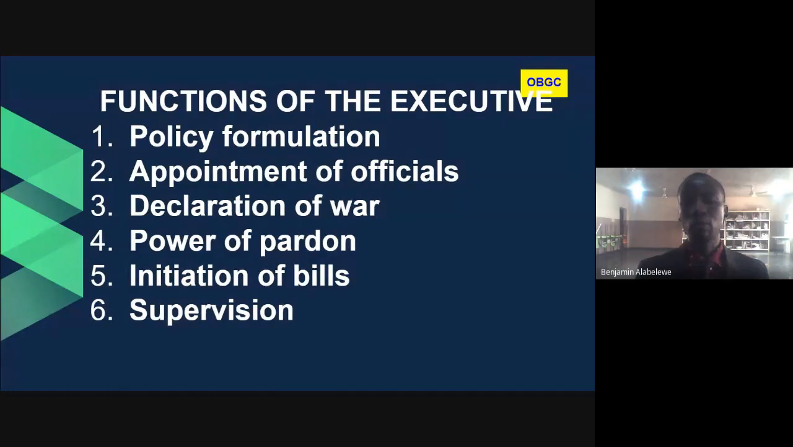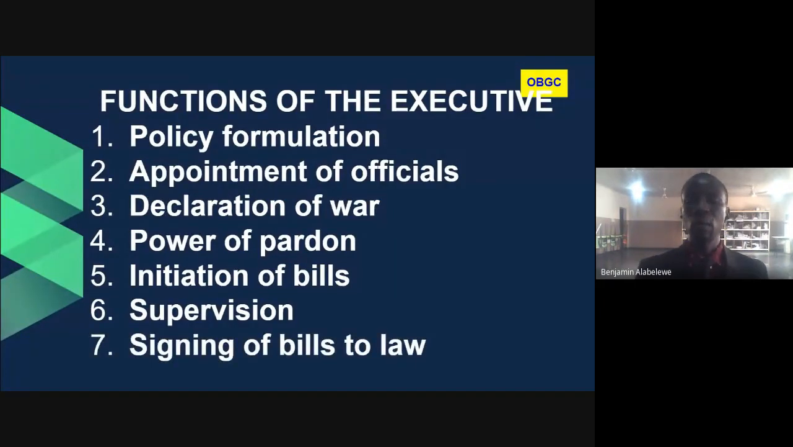They have the power of supervision. They supervise the apparatus of the state to ensure that everything is in order. They sign bills into law. This is a legislative function performed by the executive, right? The legislature would work on the bill, and then it will be forwarded to the president for assent. And then at the state level, the bylaws are forwarded to the governor for approval.